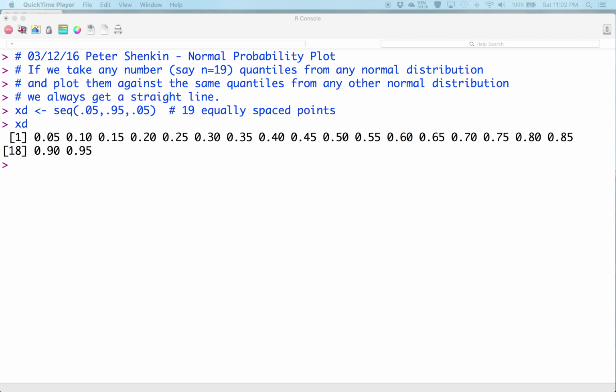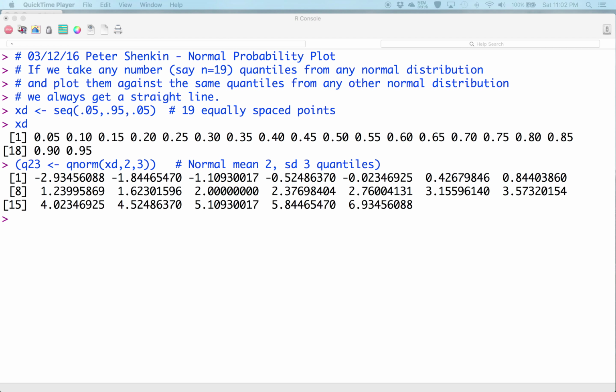First thing I'm going to do is generate 19 equally spaced values. These are going to be the percents for the quantiles: 5%, 10, 15, 20, 25, 30, up to 95. So 19 of them. I'm now going to generate the quantiles for those percents for our normal distribution with a mean of 2 and a standard deviation of 3. Notice we have a bunch of 19 values.